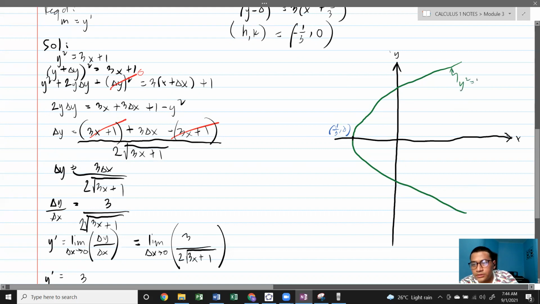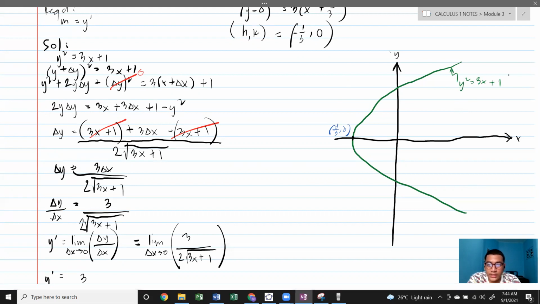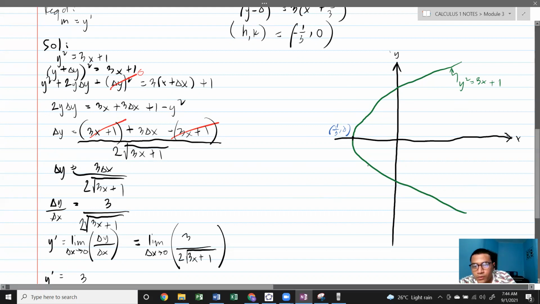So this is y squared equals 3x plus 1. Okay. Now, how about our tangent line? So our point is 1, 2. So suppose nandito siya, 1, 2. This is 1, 2. And our tangent line will be here. Ganyan. So, yan na class.